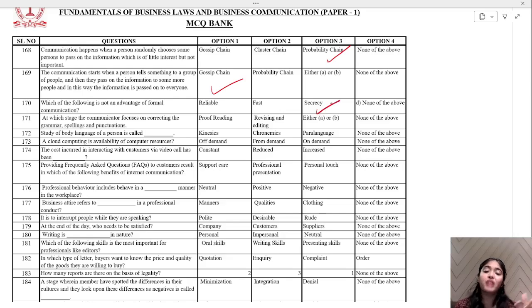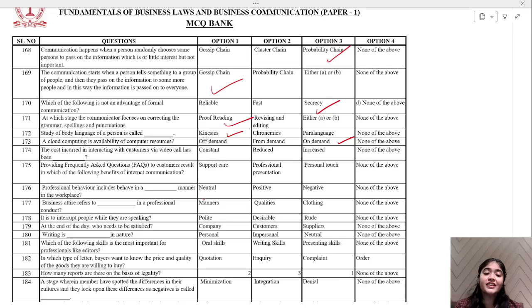Secrecy is not there. Everyone knows about it. At which stage of communicator focuses on correcting the grammar, spellings and mistakes? Tell me where they focus. Proofreading. Study of body language is called as kinesis. Then a cloud computing is availability of computer resource off demand, from demand, on demand, none of the above. On demand. Cloud computing, whenever you require, on demand.